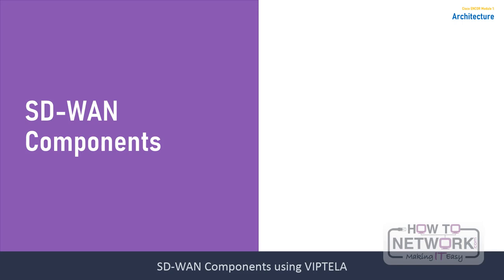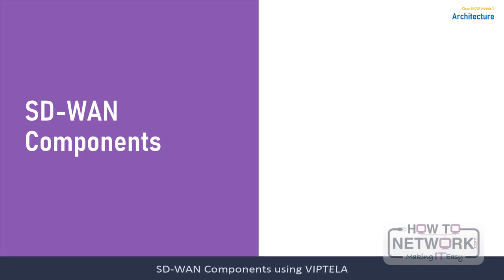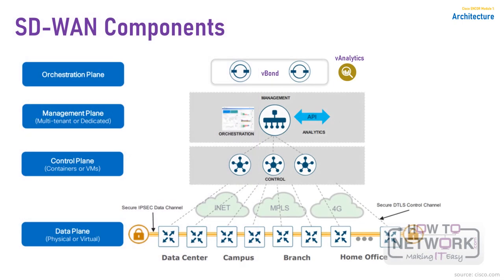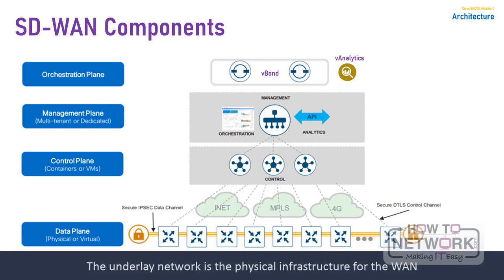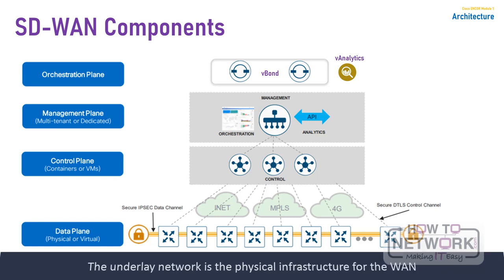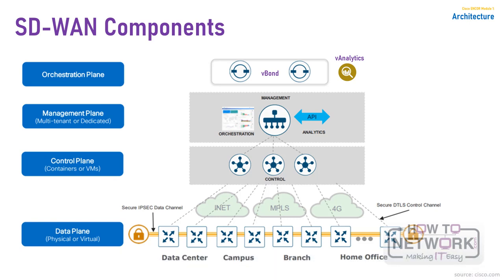In this section, let's talk about the SD-WAN components based on the preferred solution, which is Viptela. The Cisco SD-WAN solution is software-based. It's a virtual IP fabric network that builds a secure unified connectivity over any transport network, called the underlay. The underlay network is the physical infrastructure for the WAN, such as the internet, MPLS, Metro Ethernet, or your 4G network. The underlay network also provides a service to the overlay network and is responsible for the delivery of packets across networks.